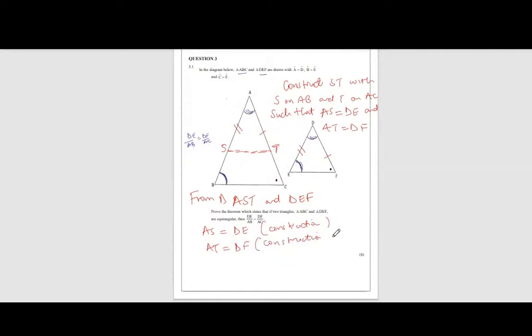And then lastly, originally they told us that angle A is the same as angle D, so this is given to us. So we have 3 fundamental facts that pin the triangles to be congruent. So you can say, therefore, AST is congruent to DEF. And the reasons are because we're talking of the side, as well as the angle.